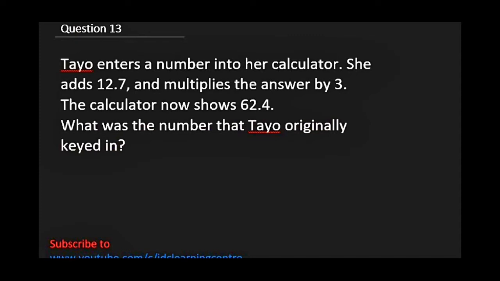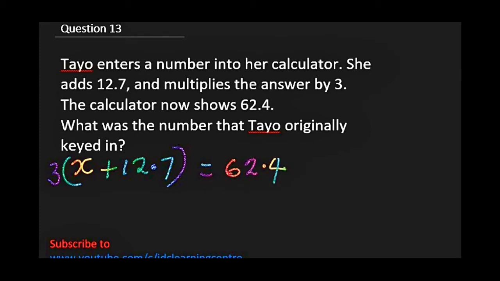Tayo enters a number into her calculator. She adds 12.7 and multiplies the answer by 3. The calculator now shows 62.4. What was the number that Tayo originally keyed in? Since the number was not given, let's use algebra. Let the number be x. She adds that plus 12.7. Now what she got, she multiplied this by 3. The calculator now shows 62.4. This operation equals 62.4.